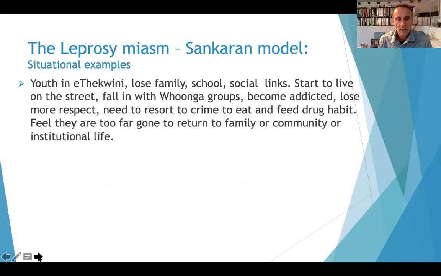Situation example, we look at some youth in townships who lose family, social links, start to live on the street, perhaps fall in with a gang, become addicted, lose it, resort to crime to feed the drug habit, and they might feel that they are now too far gone to return to family or community, so they stay on the street, they stay in the group, and they do not make efforts to get involved in rehabilitation or find another path in life. But of course, I'm saying it's not easy for them, and society doesn't favour that. We would also look with disgust and revulsion upon the life they lead.